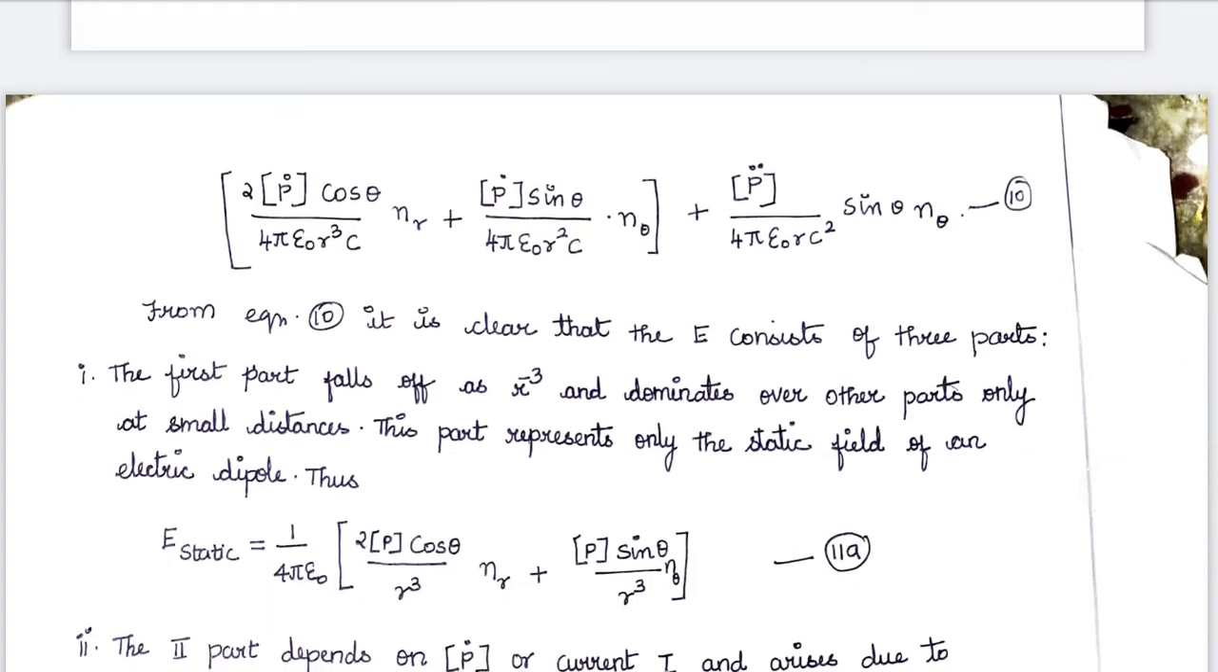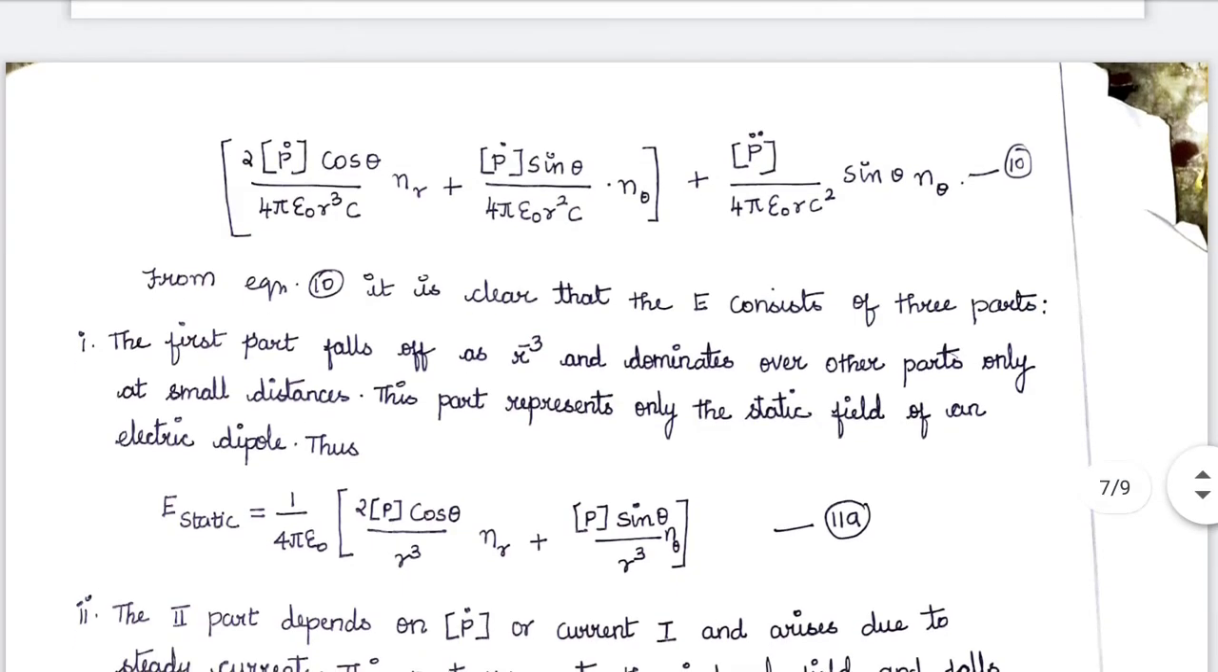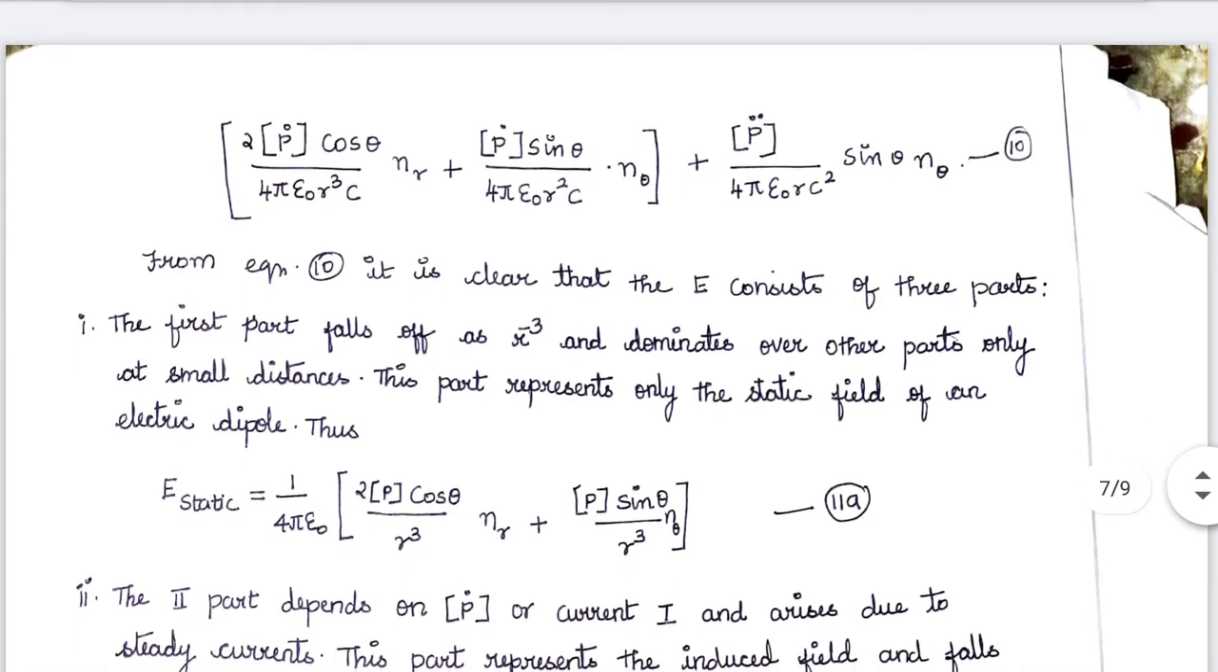So we can see E consists of three parts. The first part falls off as 1 by r cube and it is very dominant over other parts only at small distances.